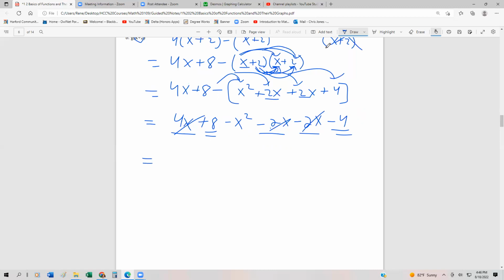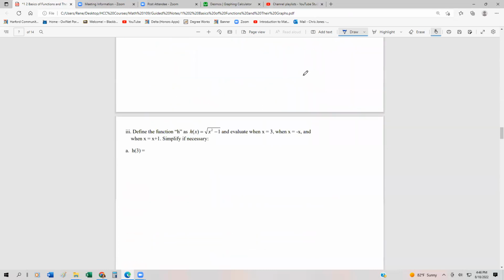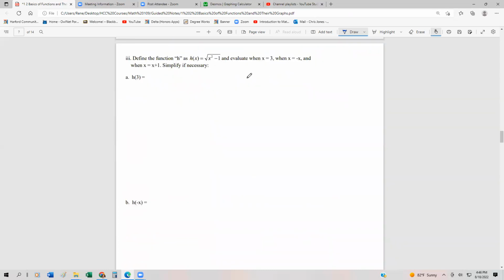So one of two ways that we could write this answer: we could write it as 4 minus x squared, or another way we could write that is x squared plus 4. All right, so either way we write it, they're both algebraically correct. So that's how we can go through and simplify these algebraic expressions if substituted into functions. A couple more examples. So let's define the function h.